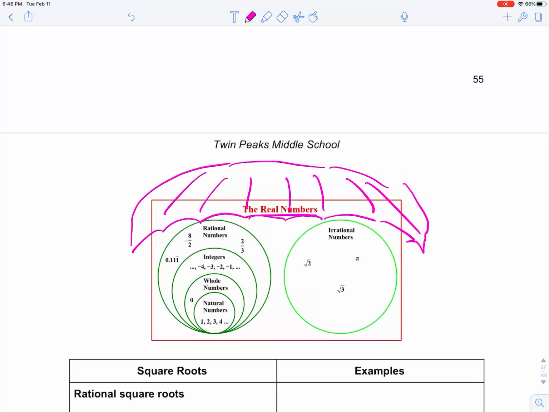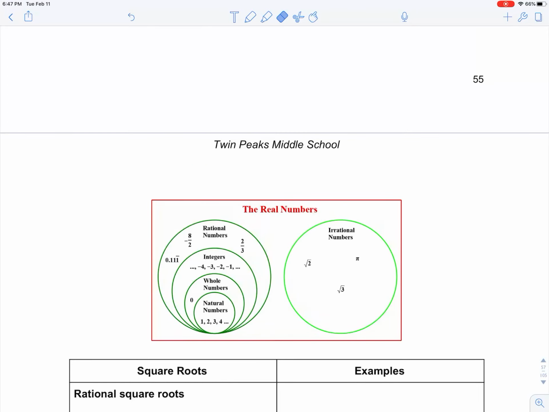Rational numbers are real numbers. Irrational numbers are real numbers. Integers are real numbers. Whole numbers are real numbers. And natural numbers are real numbers. I'm going to erase my umbrella because I'm very ashamed of it. Sorry, but you get the picture here. Real numbers is the big umbrella term that holds all of these other terms.